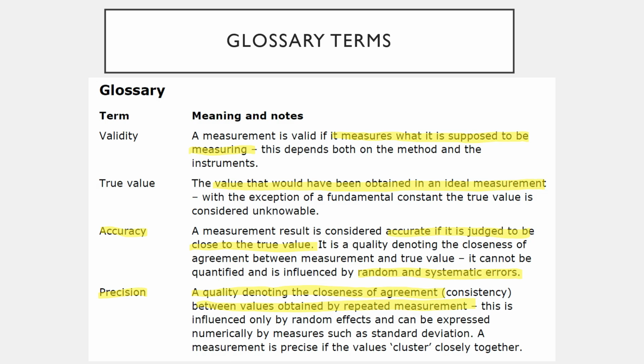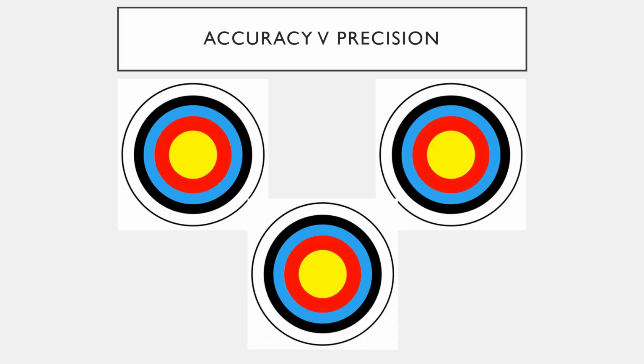Now, it would be very unusual if they were exactly the same, but they should be close together. That's showing that you have a high level of precision. It is only influenced by random effects, and we'll talk about that again in a second. And you can measure it with standard deviation, but at this level, you are not expected to. Okay, so let's look at accuracy and precision.